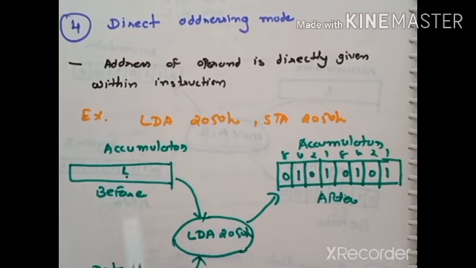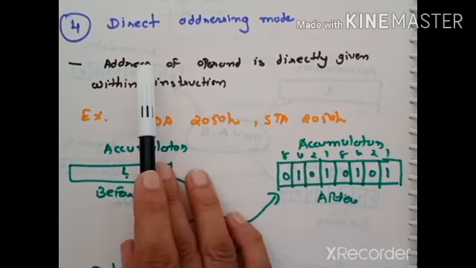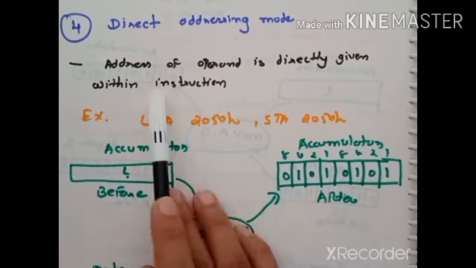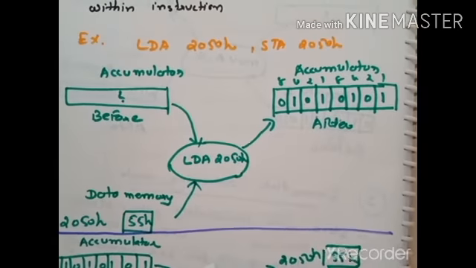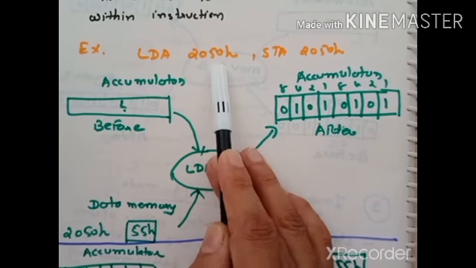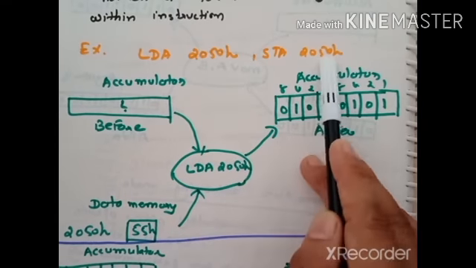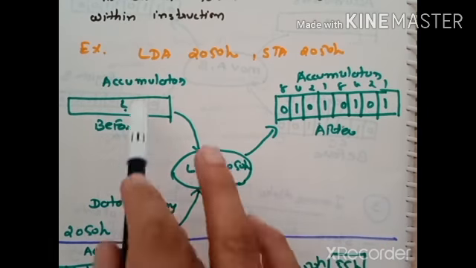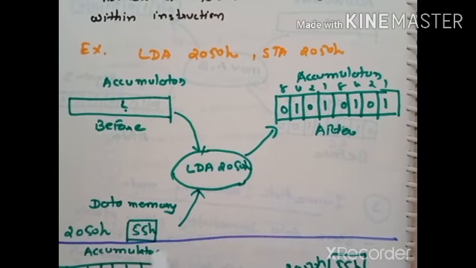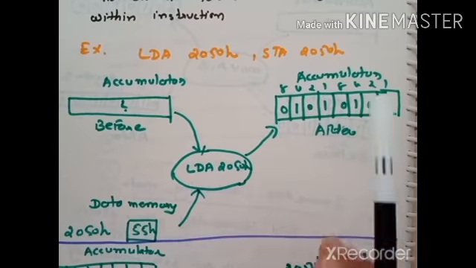The next example is direct addressing mode. In this, the address of the operand is directly given within the instruction. Examples of this are LDA 2050 or STA 2050. First, LDA 2050: before execution of this instruction, the content of the accumulator is unknown, and the content of 2050 is 55H. After execution, the content of the accumulator is 55H. That means the content of 2050 is transferred to the accumulator.